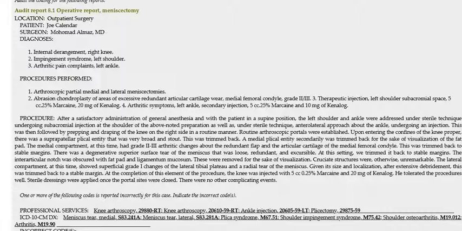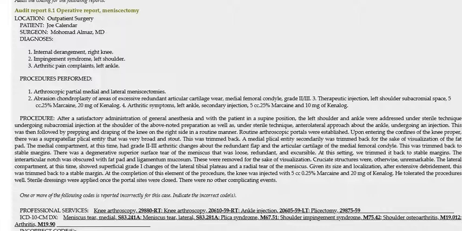So our procedure says, after a satisfactory administration of general anesthesia and with the patient in a supine position, the left shoulder and ankle were addressed under sterile technique, undergoing subacromial injection at the shoulder of the above noted preparation, as well as, under sterile technique, an anterolateral approach about the ankle undergoing an injection. This was then followed by prepping and draping of the knee on the right side in a routine manner. Routine arthroscopic portals were established upon entering the confines of the knee proper.